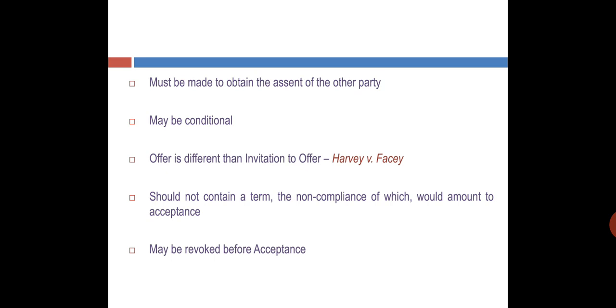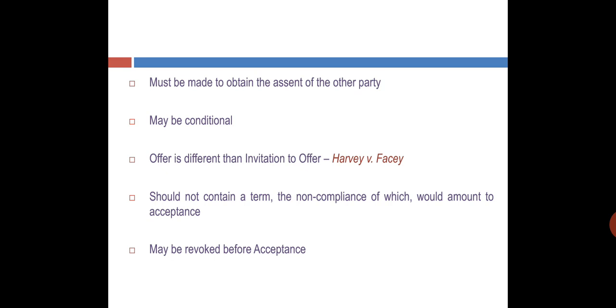invitations to offer, and they are not offers. Another important criterion for a valid offer is that it should not contain a term the non compliance of which would amount to acceptance. Understand, whenever we are talking about offer and acceptance, it is the intention of the parties or the willingness of the parties which plays a very important role. Tomorrow, if I make a condition in my offer saying that if you do not accept my offer within a period of 10 days, it will be implied that you have accepted the offer, then such terms in the contract or in the agreement will be considered to be invalid.